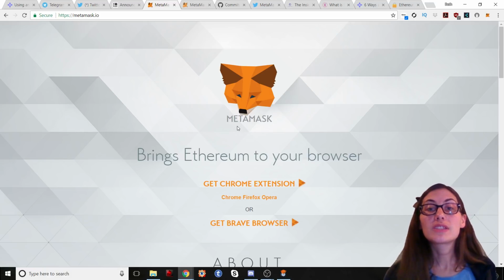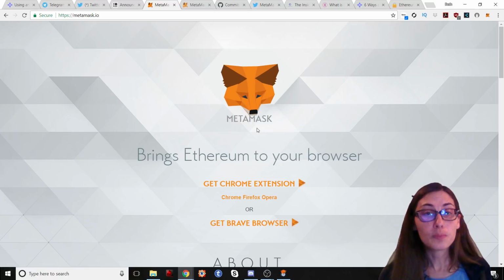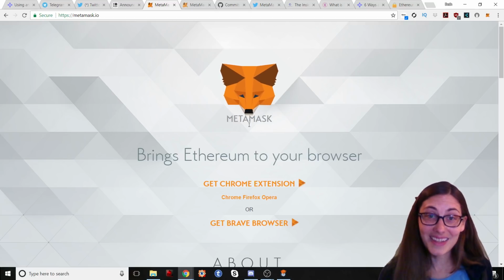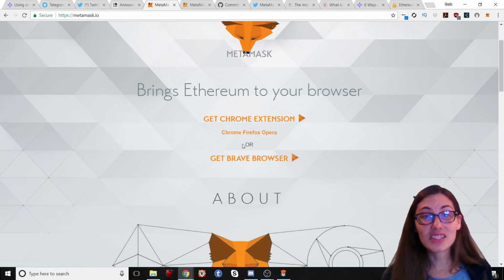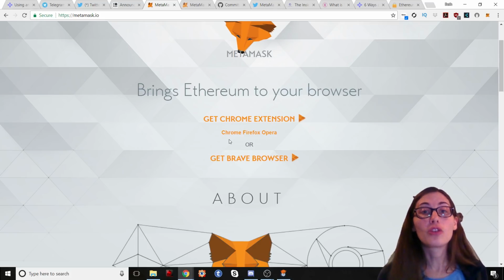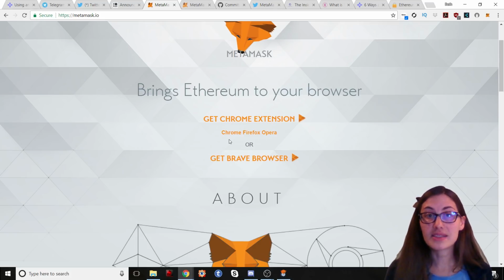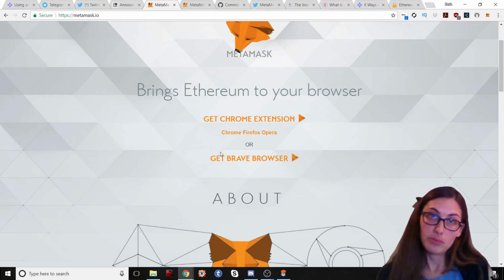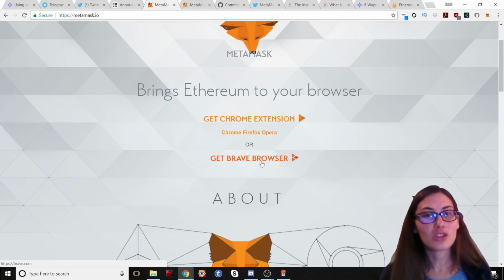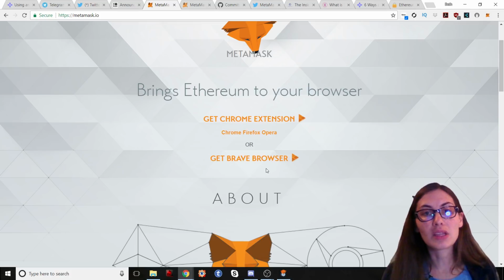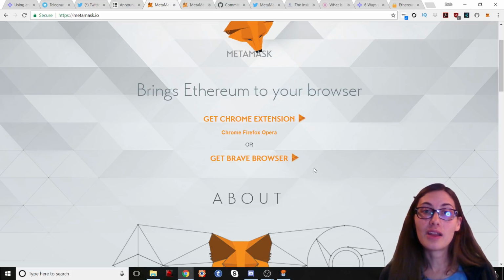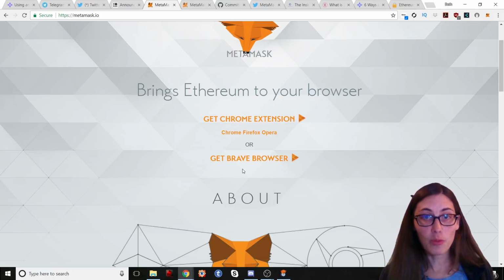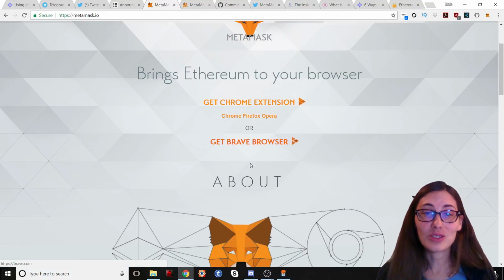So first, let's just talk about what MetaMask is, which I really already did. So it's a Chrome extension. It is available for Chrome, it's an extension available for Chrome, Firefox, Opera, or it is native to the Brave browser, which is a spinoff of Google Chrome. But it's very interesting, the Brave browser, and it's really designed with blockchain in mind. So if you haven't checked out the Brave browser, that is also worth your time to look at.